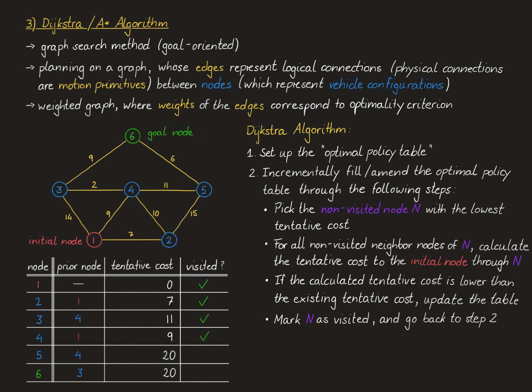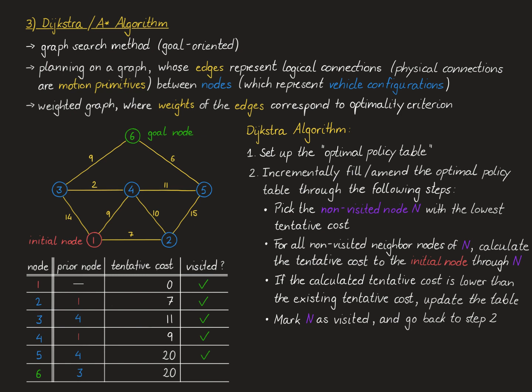Next, we have two unvisited nodes left, which both have the lowest tentative cost of 20. So we pick one of them at random, let's say for example node 5. The only unvisited neighbor of node 5 is node 6, for which the calculated tentative cost becomes 20 plus 6, which is of course larger than 20, so we do not have to update node 6. Then we mark node 5 as visited and we proceed again to step 2.